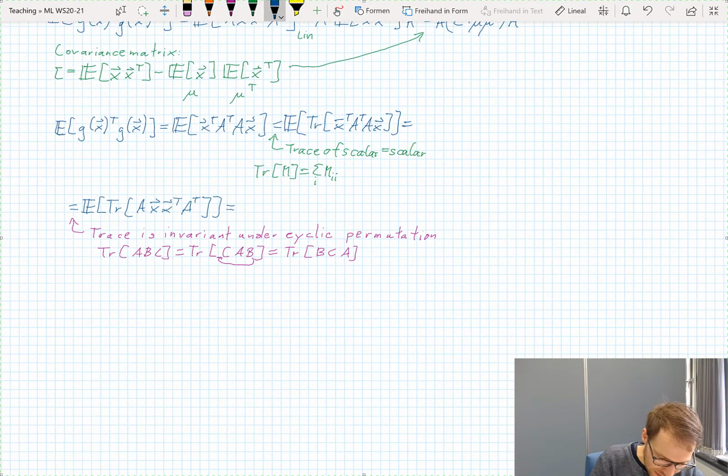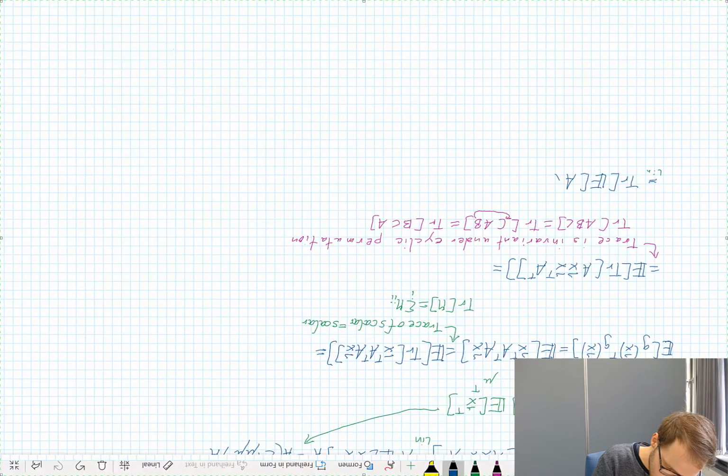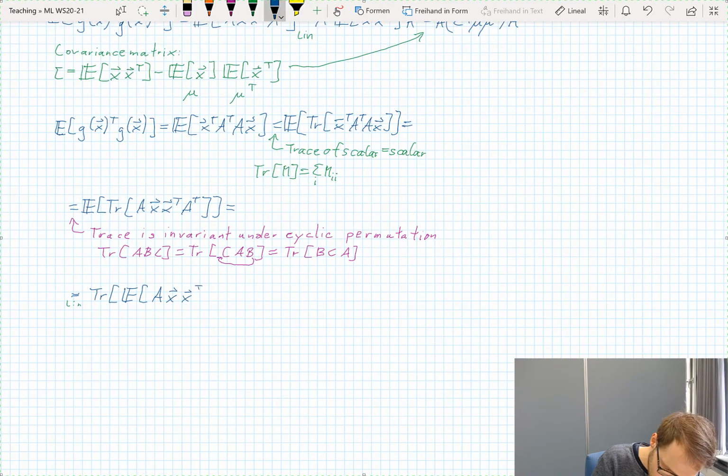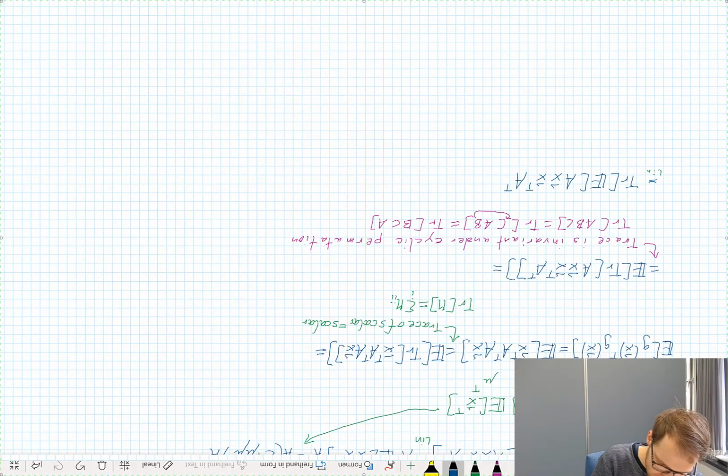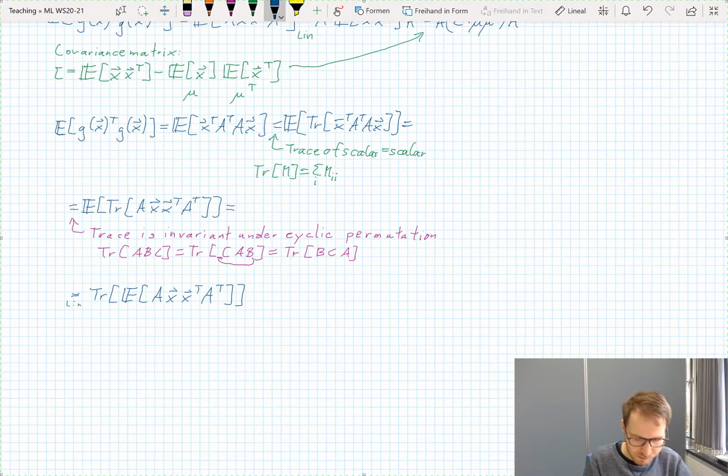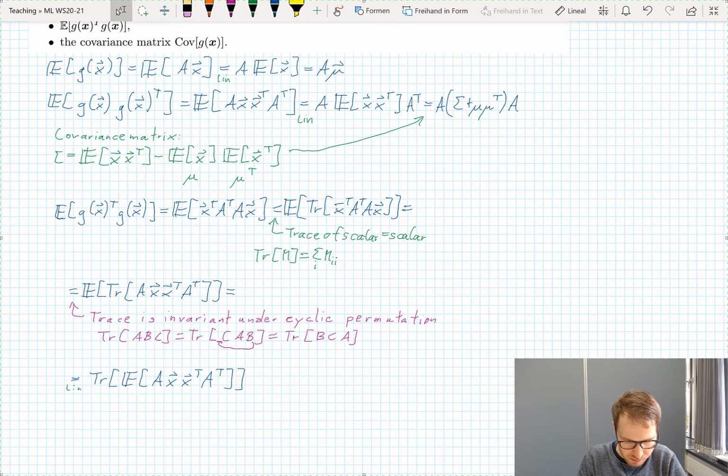Okay, next trick. We know the trace is just a sum, and we know that E is linear, so E has linearity, and therefore we can just exchange the two. So this is the same as the trace of the expectation of A X X transposed A transposed. And now this is familiar, right? We solved this just 10 minutes ago, up here.